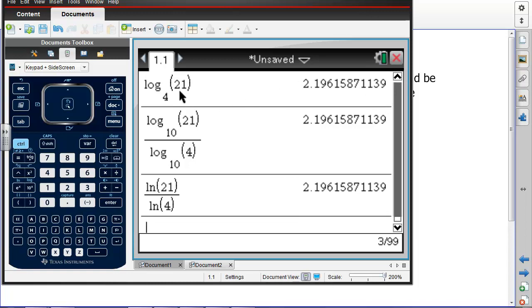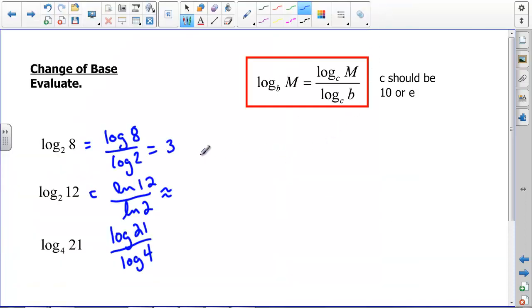Log base 4 of 21, the Inspire gives us 2.196. Log base 10 of 21 over log base 10 of 4, 2.196. And the natural log of 21 over the natural log of 4, 2.196. And so those all work out the same way, and that's the change of base rule.